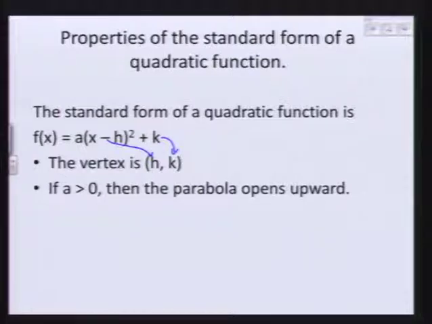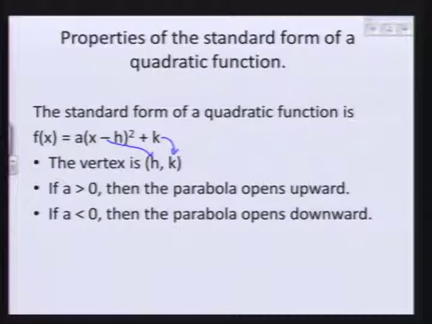Next, we have a similar feature to what we saw previously with regard to the general form of a quadratic function. If a is greater than 0, then the parabola opens upward. If a is less than 0, then the parabola will open downward. So again, that's very standard for all quadratic functions, as the lead coefficient will determine whether the parabola opens upward or downward.